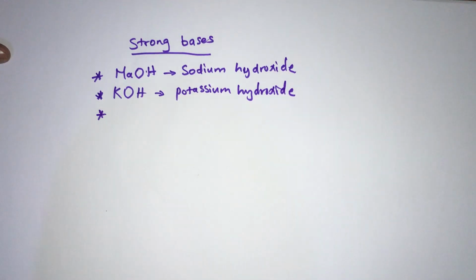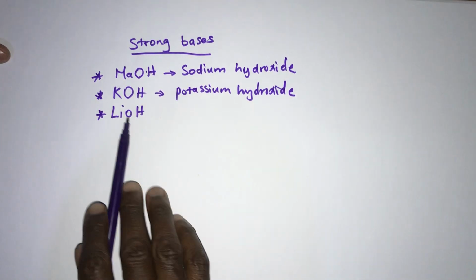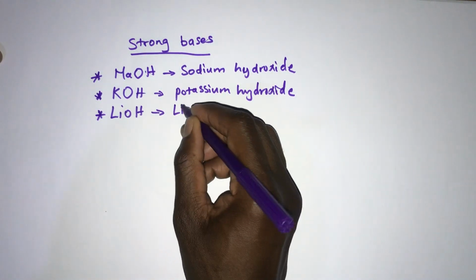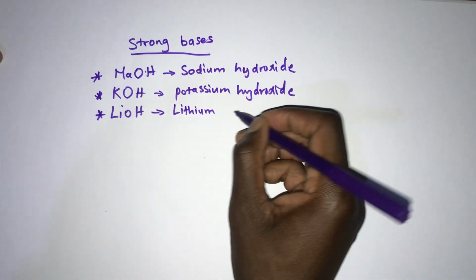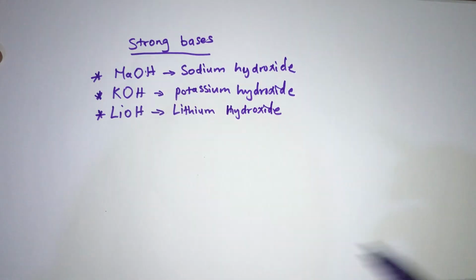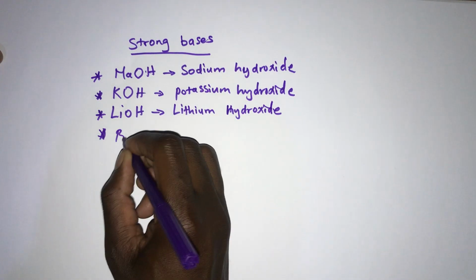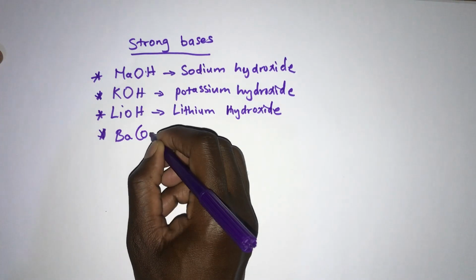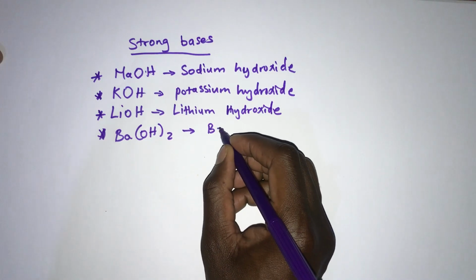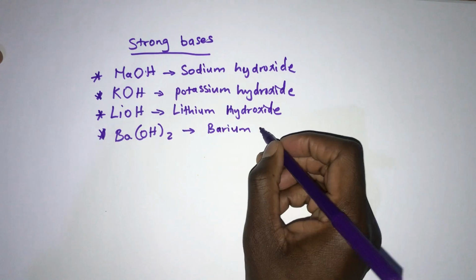And then strong base number 3 is LiOH. As you can see, all of them have OH. This one is lithium hydroxide. Remember to know the formula and the name. The last one we can talk about is Ba(OH)2. This one is barium hydroxide.